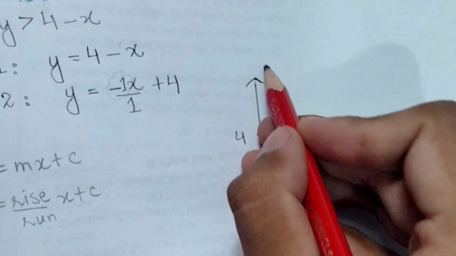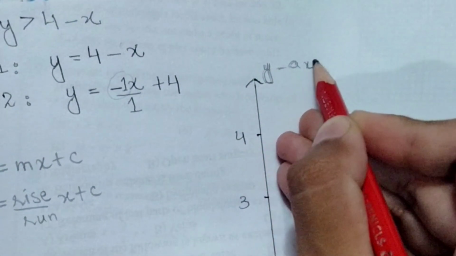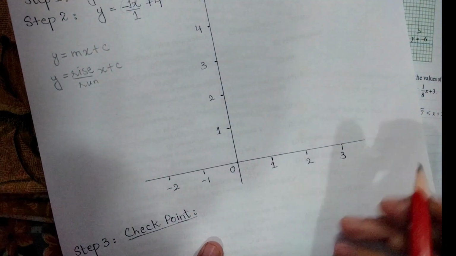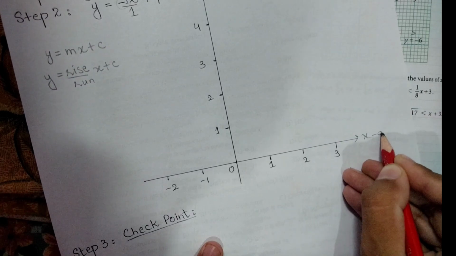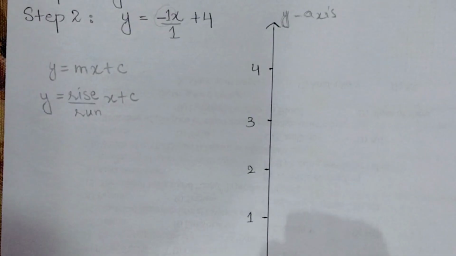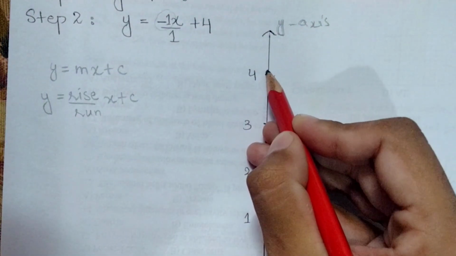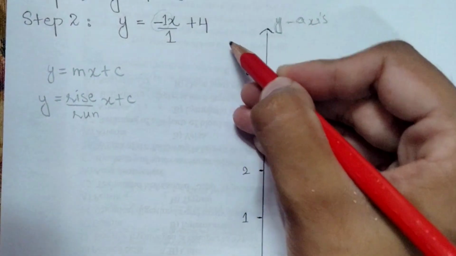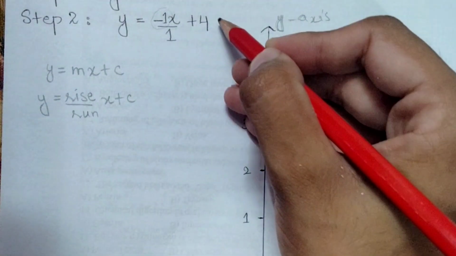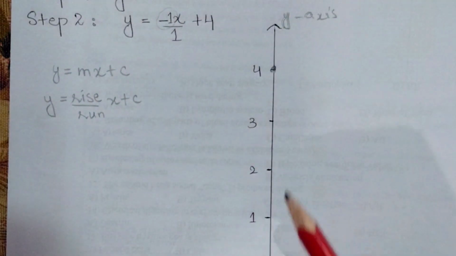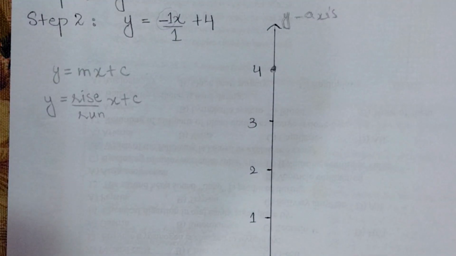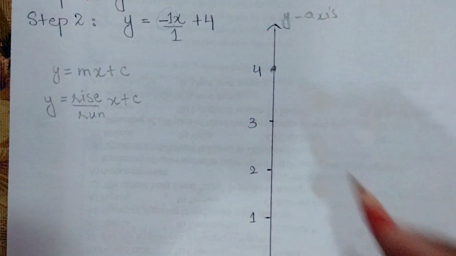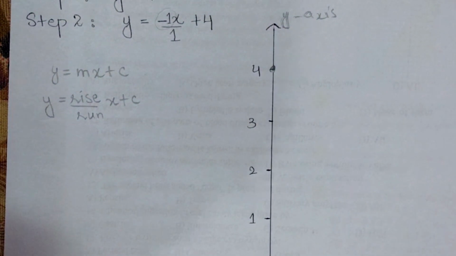Now this is my y-axis and this one is my x-axis. I have plotted the point on it. Okay, now here is my y-intercept, so my line will be passing through the y-axis at this point. Now I have to choose another point. Okay, I need one more point to draw a straight line. So how to choose that point?